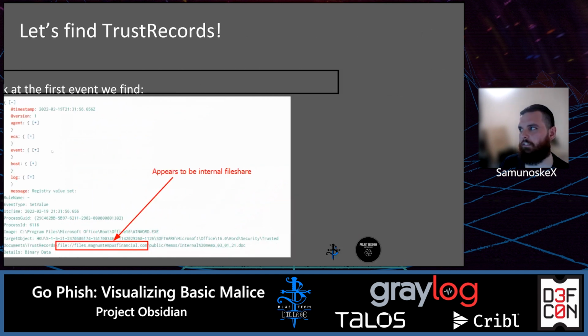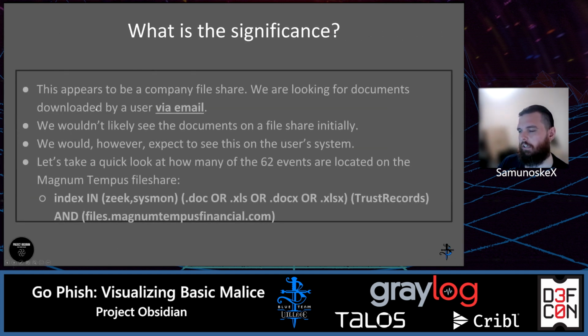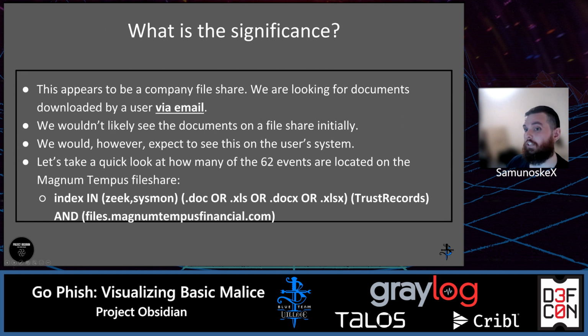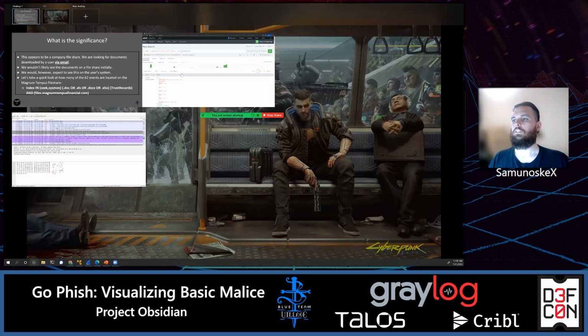What's the significance of it being a file share? It appears to be a company file share. We're looking for documents downloaded by a user via email. We're not going to likely see this on a file share, at least not initially. We would expect to see it on a user's desktop or endpoint. So let's see how many of these events are located on the file share. So we're going to have the trust records, but then we're going to add in an AND files.magnumtempusfinancial.com. Let's go back to our Splunk.